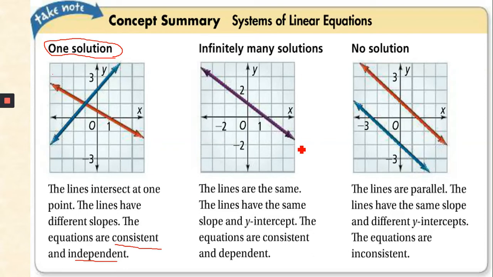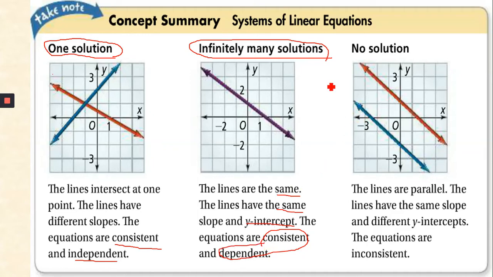The next one we have here is the first line and the second line. The two lines coincide. If the two lines coincide, it has infinitely many solutions. The two lines are the same. They have the same slope and the same y-intercept. If the two lines coincide with each other, the two equations are consistent and dependent.